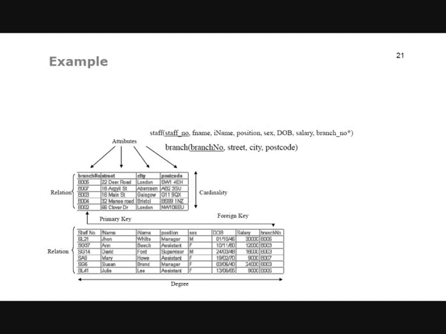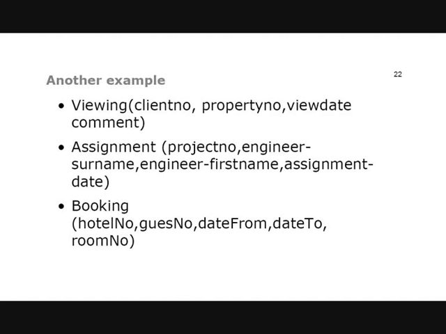Fabulous. So if I now ask you, I have a viewing of a house. So I have a set of customers that go to view houses that they want to buy. And I'm storing that in some relation, which is called viewing, and I will store the client number, the property number, the view date, and the comment. What is a sensible primary key for that table? Or what is a candidate key for that table?